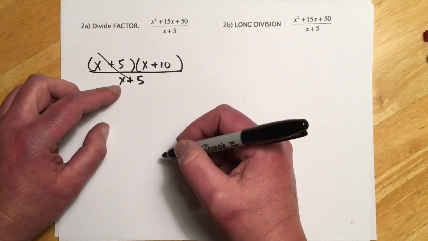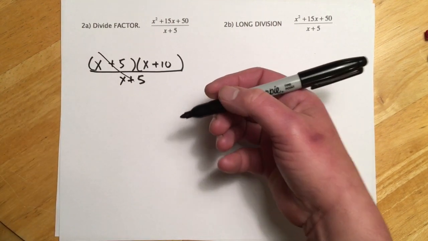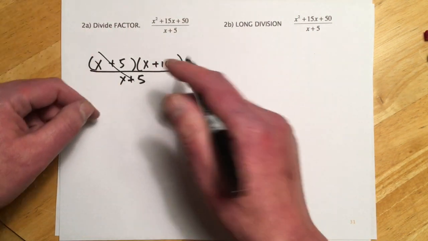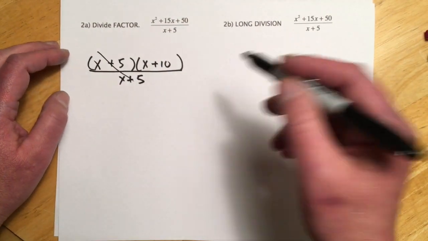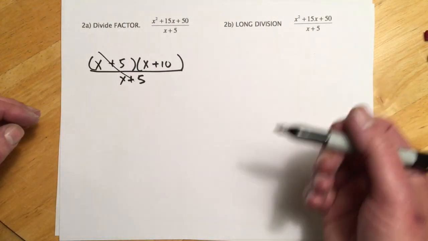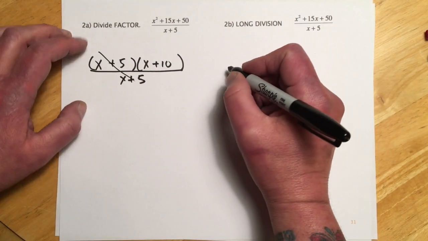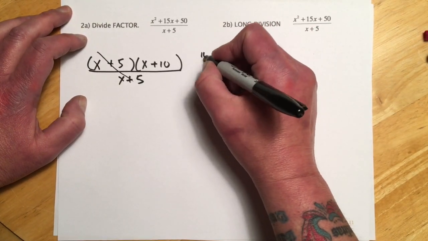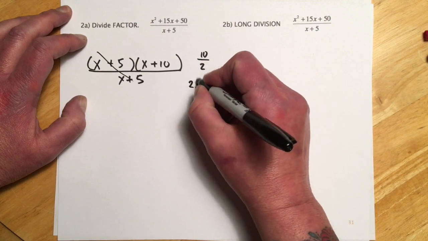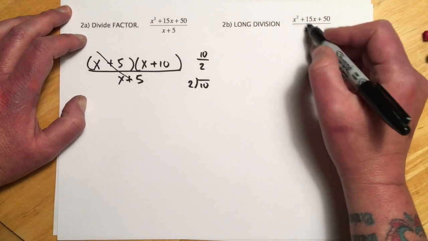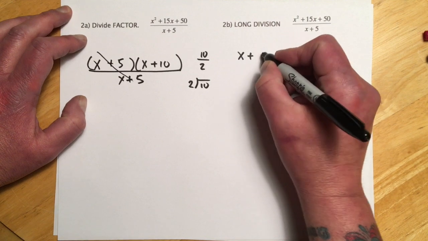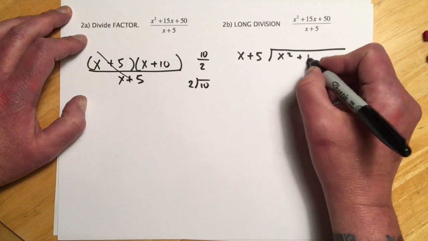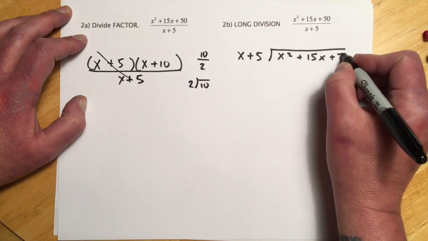That's nice when it factors, but they don't always factor, and so that's where we're going to have this other method that we're going to see. Some of the directions will say factor, and that means you can just do this. Then it will say, after that, divide using long division, and that's what this is. Long division is exactly what it sounds like. If I had 10 divided by 2, I'd write that 2 goes into 10. So that's exactly what we're going to do here: x plus 5 goes into x squared plus 15x plus 50.